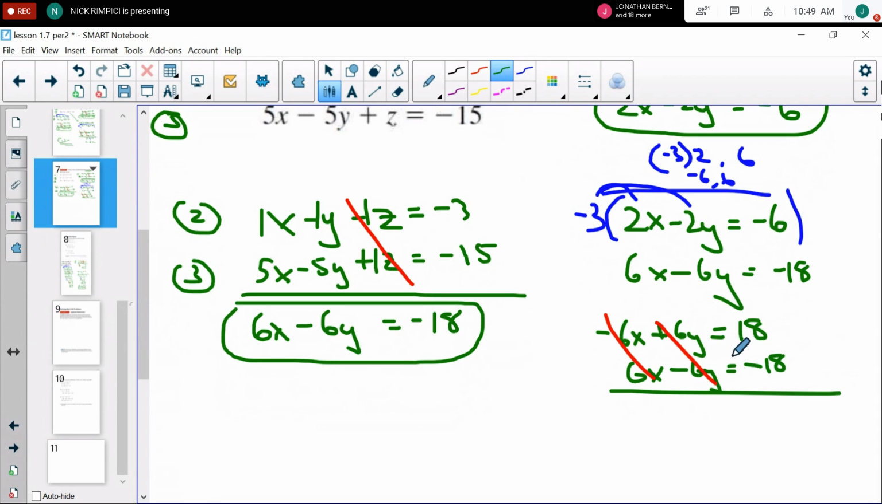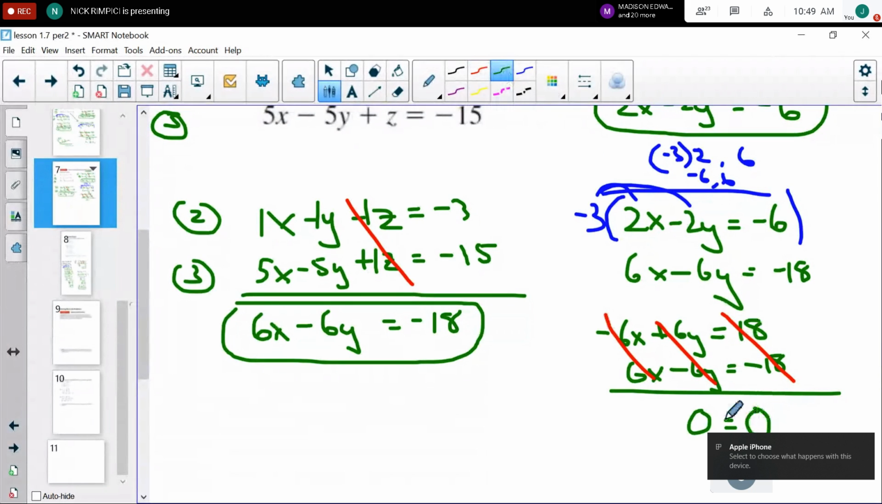So since everything on the left-hand side is removed, that's just 0. On the right-hand side, look at this. I have 18 and negative 18. Those cancel out as well. That makes 0 as well. So now I end up with a 0 on the left and a 0 on the right.